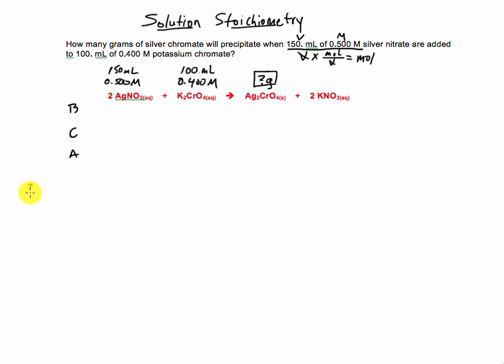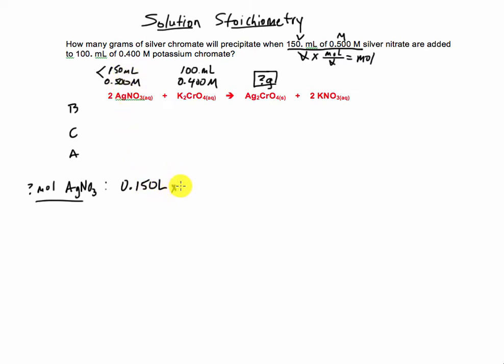Since I have two reactants and the amounts for both, I have to figure out which one will run out first, which one will be my limiting reactant. So the first thing to do is get rid of the measurements, the volume and the molarity, and convert these to moles. Anywhere you see volume and molarity, you convert to moles. So, moles of silver nitrate: I'm going to take 0.150 liters, making the conversion from milliliters to liters here.